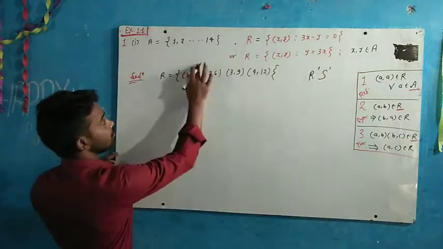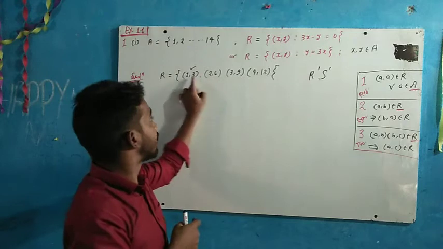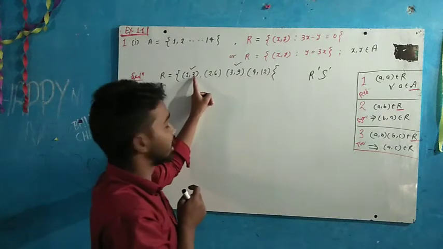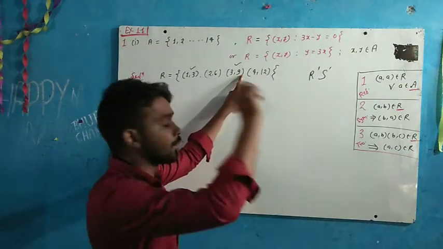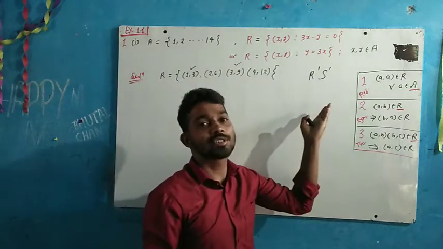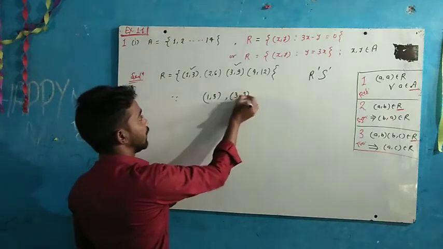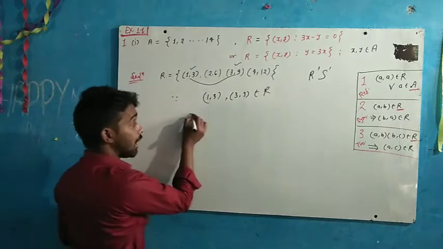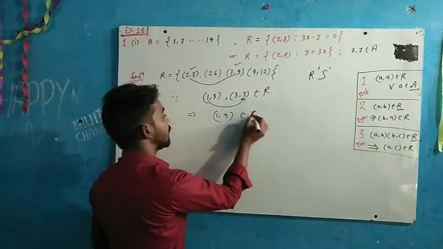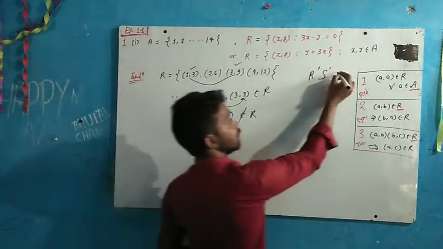Clear? Suppose for transitivity, let us take (1, 3) and the ordered pair which starts from 3. It means this and this: (1, 3) and (3, 9). Now 1 is connected with 3, and 3 is connected with 9. So the condition of transitivity says that 1 should be connected with 9. Now tell me, is (1, 9) present? It is not present. Since (1, 3) and (3, 9) belong to R, for transitivity (1, 9) should belong to R. But here (1, 9) does not belong to R, hence it is not transitive either.